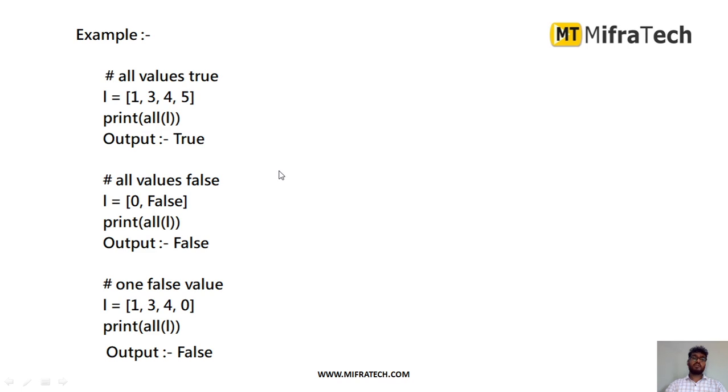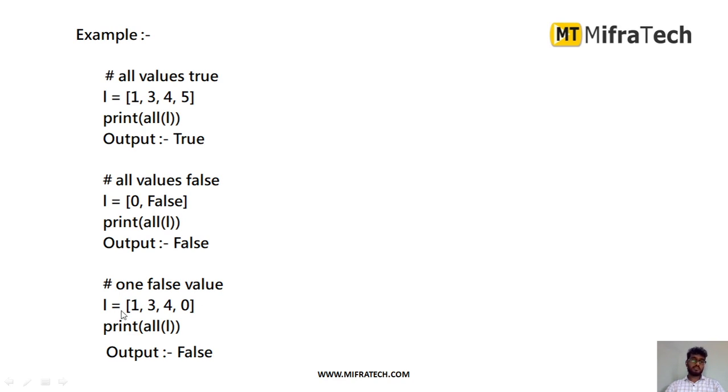If I want to get a false, in the next example I have taken one more list. Here you can see the list elements are 0 and False. So it will check print all of it. As you can see, 0 itself is false and False is also false, so my final output will also be false. Even if all the elements in the list are true and any one element is false, we are going to get the output as false.